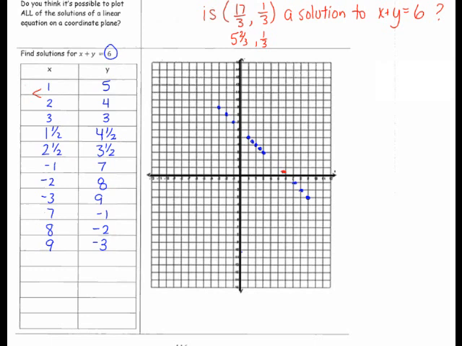But is there a way that you could tell for sure? There is a way. What you would do is substitute it in this equation and see if those two numbers do in fact add up to 6. So we substitute 5 2/3 plus 1/3. 5 2/3 plus 1/3 equals 6. Since the left equals the right, we know that this is a solution to that equation.